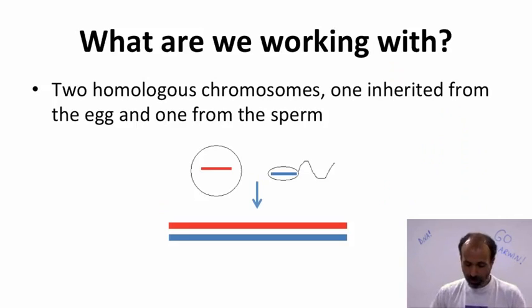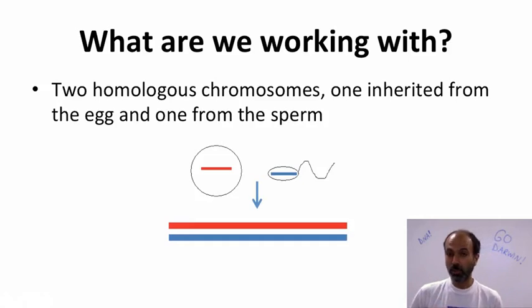So let me just walk through this a little bit more slowly. So you have two homologous chromosomes, one inherited from the egg, one inherited from the sperm. So here's your egg chromosome, here's your sperm chromosome. We see them both. So here they are, they're put together. Okay. So what happens then in the individual, so let's say, for example, this is me, and the red I got from my mom, the blue I got from my dad.